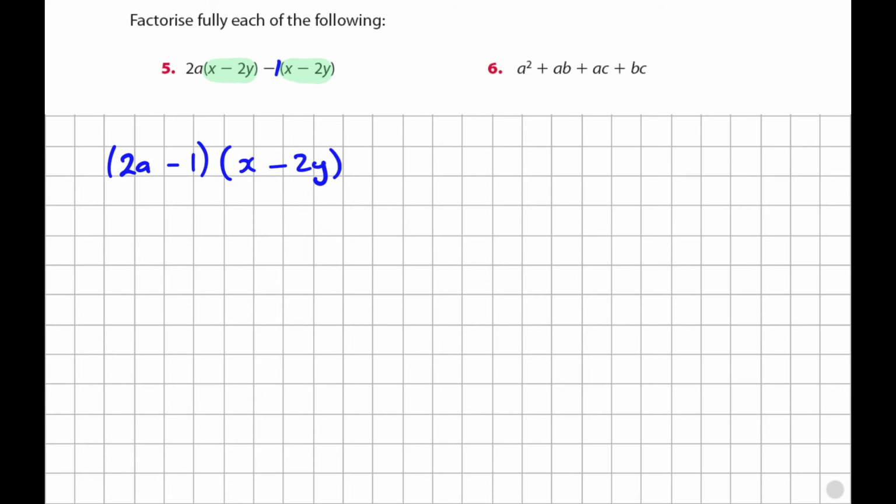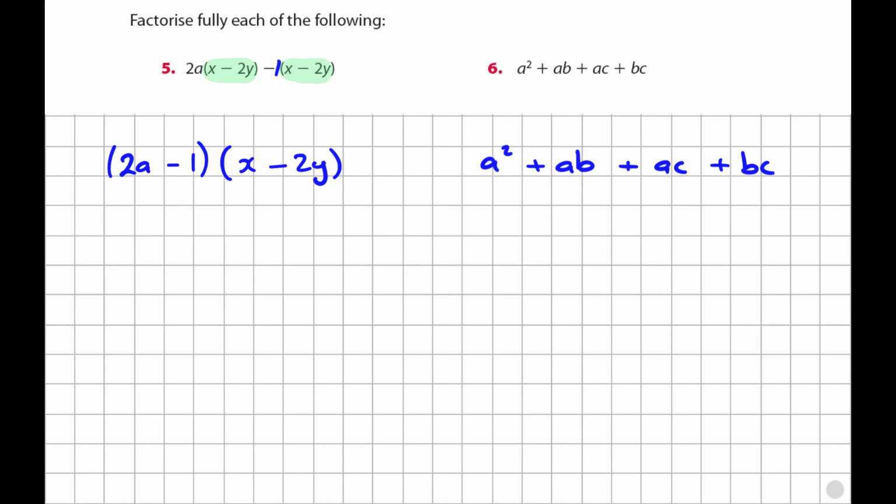Okay. And that brings us on to the next one, which is exactly where we need to be right now, right? So a squared plus ab plus ac plus bc. Okay, so you can see here that we've got 4 terms and we're looking to factorize. Okay, so if we have 4 terms and we're looking to factorize, we need to break it up. We need to take the first 2 terms and put them together and factorize them. And then we need to take the second two terms and put them together and factorize them.